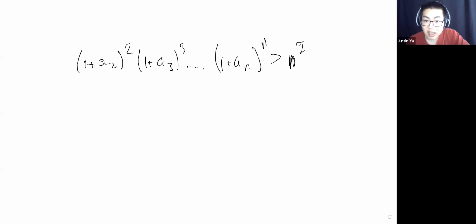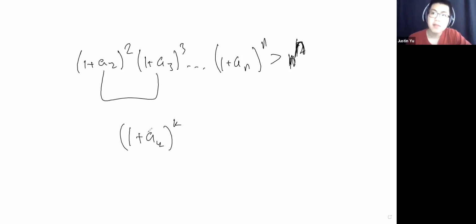And to the n, thank you very much. So we're going to have to take a look at each of these individually. So let's look at (1 + a_k)^k. Where do kth powers come up in any of the inequalities that you know? Power mean, that's interesting.